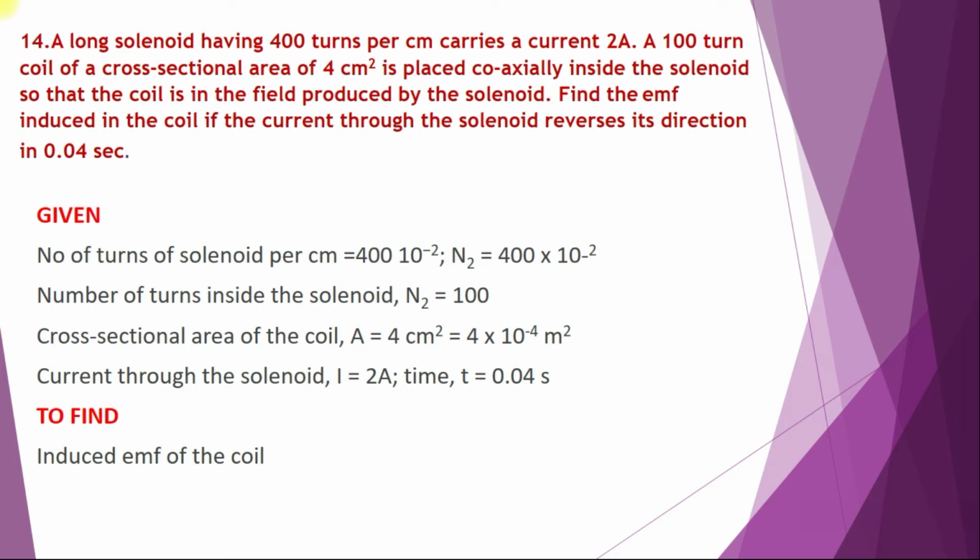So the given data is: number of turns of solenoid per centimeter is equal to 400 × 10^-2, so N2 is equal to 400 × 10^-2. Number of turns of the coil, N1, is equal to 100. Cross-sectional area of the coil A is equal to 4 cm², which is equal to 4 × 10^-4 m². Current through the solenoid I is equal to 2 ampere. The time taken T is equal to 0.04 second. We need to find the induced EMF of the coil.